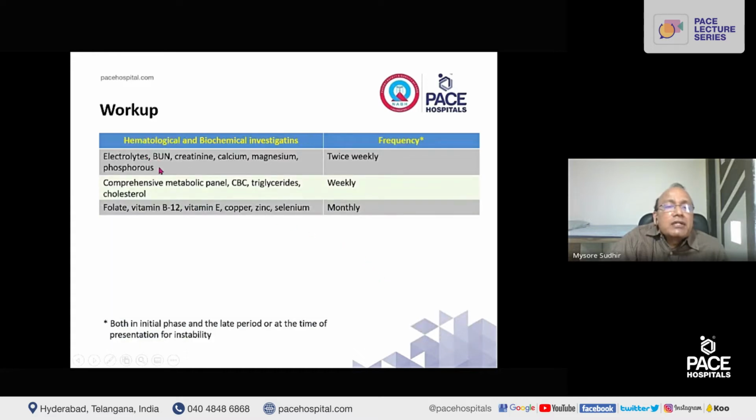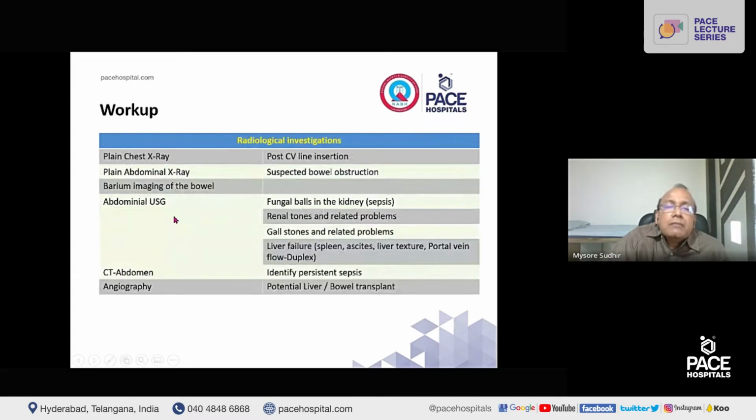So then we go for the electrolytes, creatinine, calcium, magnesium, phosphorus, then triglycerides, cholesterol, folate. All these things are done at periodical intervals, twice weekly, weekly, or monthly, because this judges the treatment part.